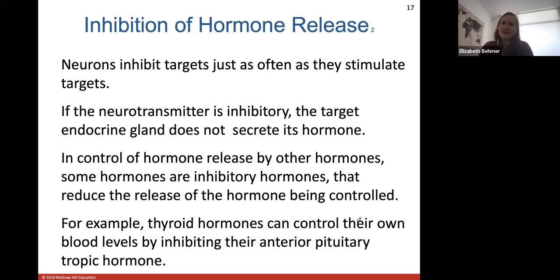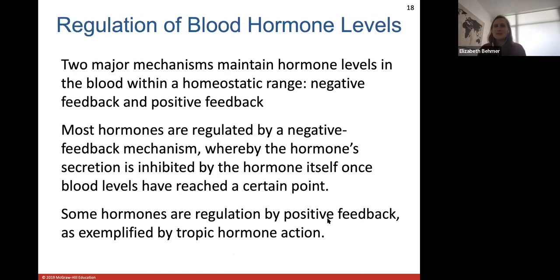Neurons themselves will inhibit their targets just as often as they stimulate them. So we might be inhibiting hormone release as well. If your neurotransmitter is inhibitory, for example, the target endocrine gland will not secrete its hormone. And in control of the hormone release by other hormones, some hormones will be inhibitory hormones that reduce the release of the hormone being controlled. So for example, thyroid hormones from your thyroid gland can control their own blood levels by inhibiting their anterior pituitary tropic hormone. So this just describes how some hormone release can actually inhibit further release of hormones.